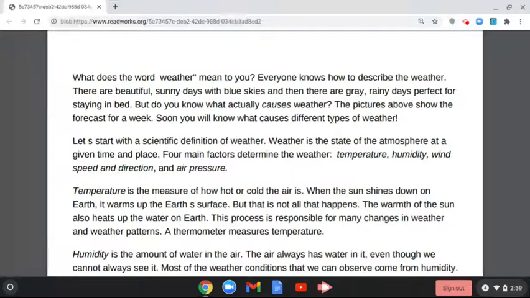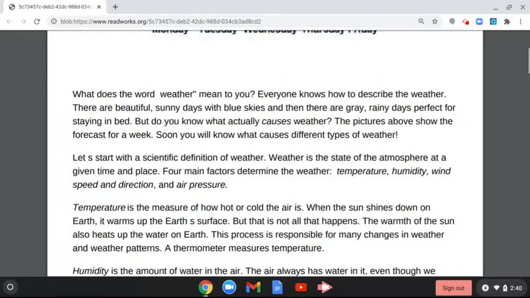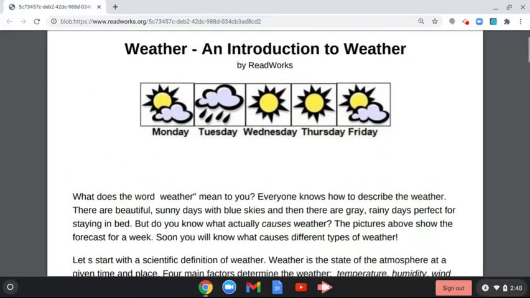Everyone knows how to describe the weather. There are beautiful sunny days with blue skies, and then there are gray, rainy days perfect for staying in bed. But do you know what actually causes weather? The pictures above show the forecast for a week. Soon you will know what causes different types of weather.